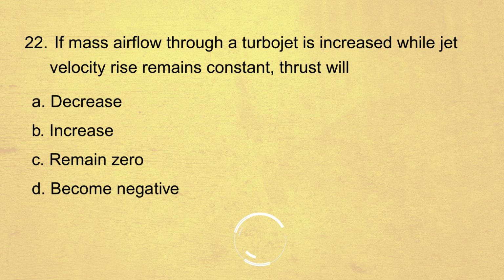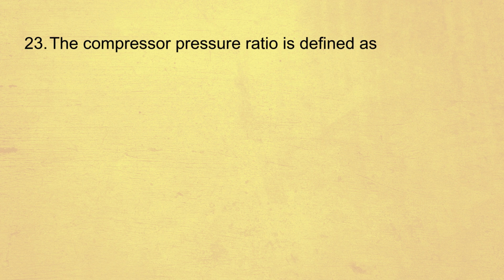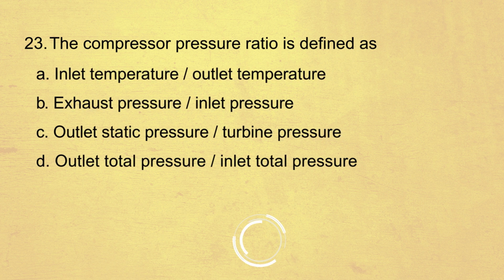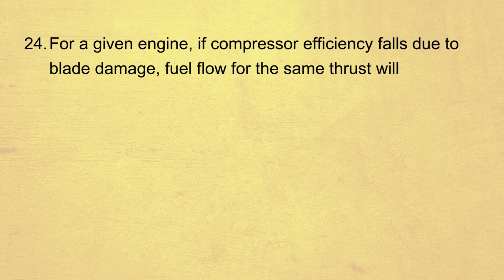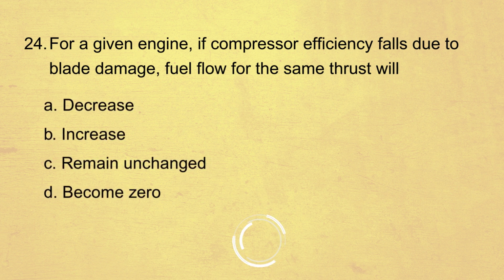If mass airflow through a turbojet is increased while jet velocity rise remains constant, thrust will increase. The compressor pressure ratio is defined as outlet total pressure over inlet total pressure. For a given engine, if compressor efficiency falls due to blade damage, fuel flow for the same thrust will increase.